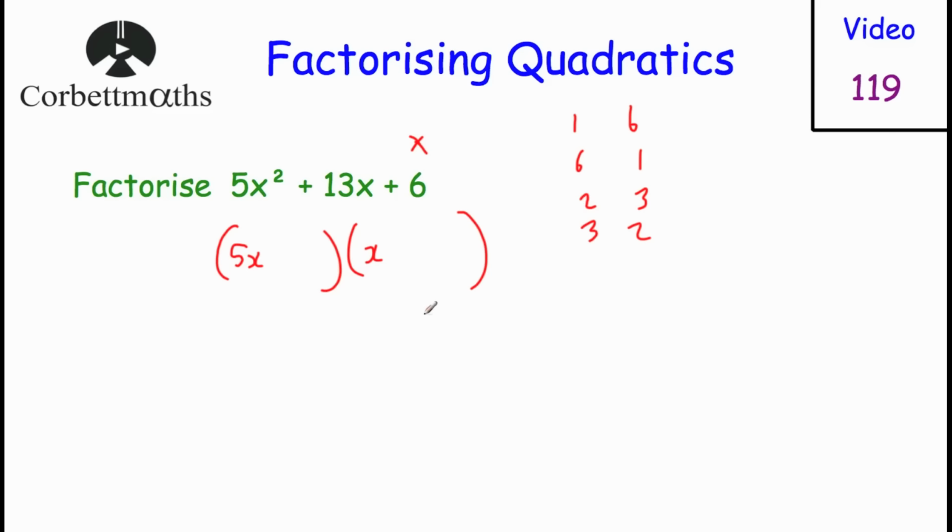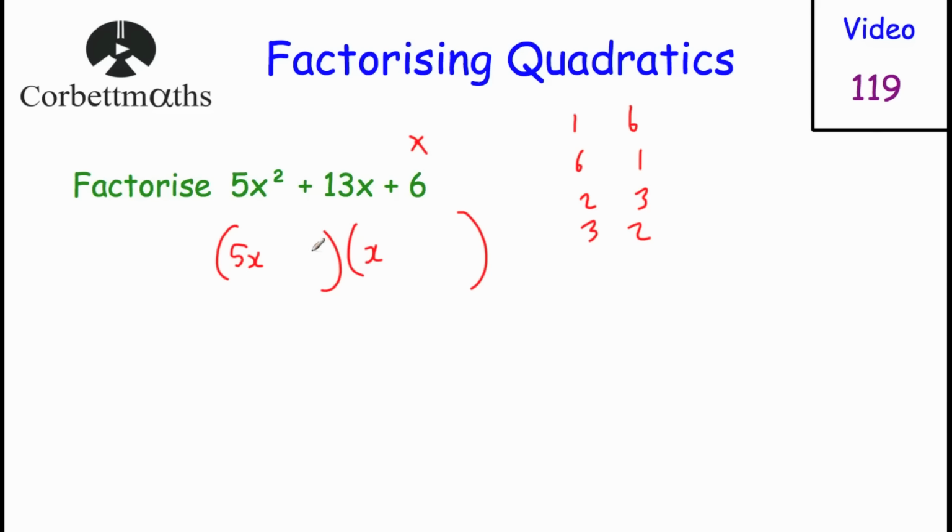It could also in theory be -1 and -6 and so on, but they wouldn't work for this question because if we had 5x times -1 and then x times -6, when you'd add them together, it wouldn't give you a positive term in the middle. So I know that because this is positive 13x, these are going to be positive numbers here. So we've got 1 and 6.